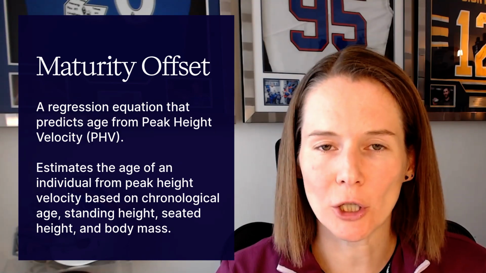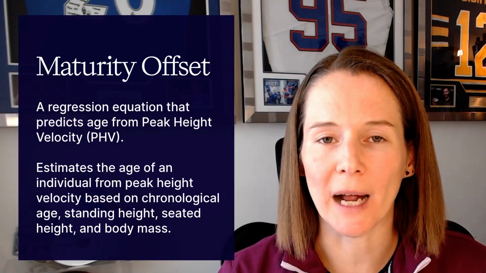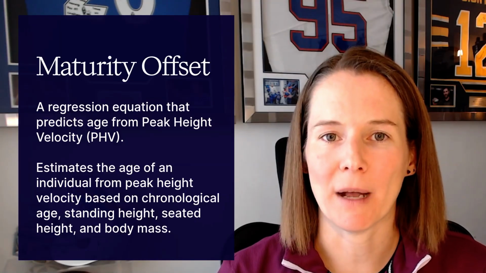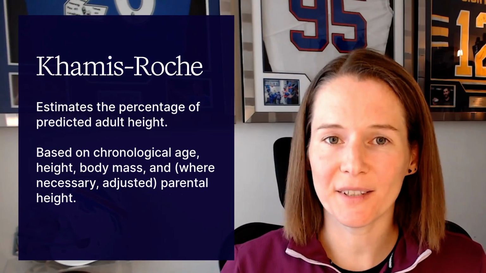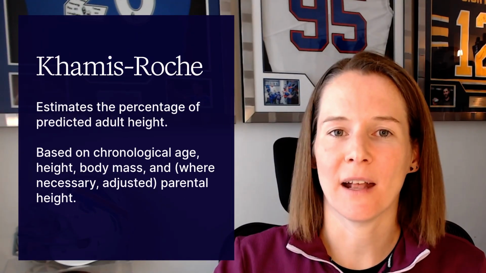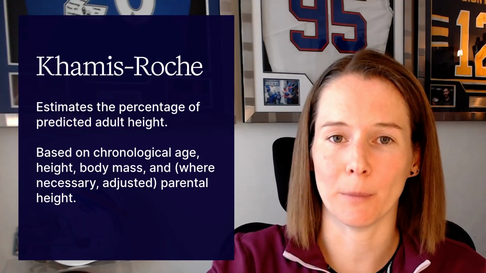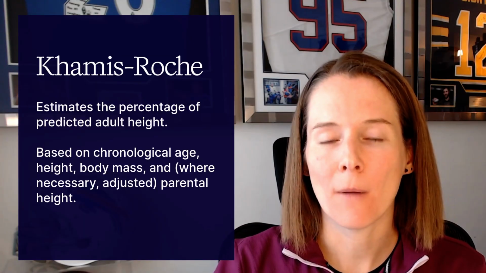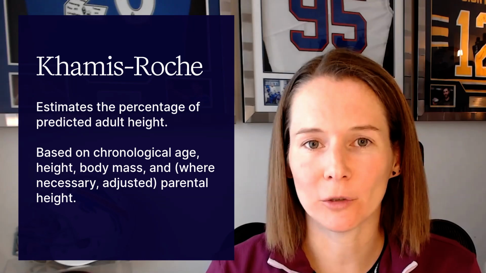But it's this equation that is based on chronological age, standing height, seated height, and body mass of the individual. Next up, then we have the Camis-Roach method, and this provides a percentage of a predicted adult height. So it's expressing the individual's height as a percentage of what it estimates their fully mature adult height to be. And this is based on chronological age, height, body mass, and parental height.